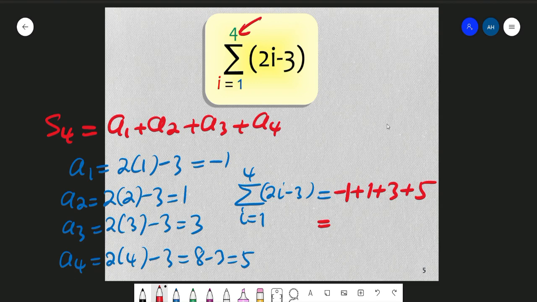3 plus 5 is equal to 8. Okay, that will be the answer for that series.